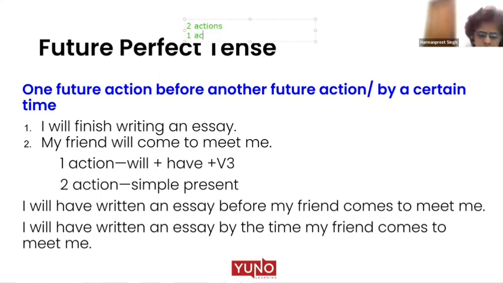Usually we use it with two actions. First action takes what? See, future perfect. So future means will has to be there. Perfect means verb third form. Has, have has to be there. Have been, has been. And what do we always use in perfect tenses? Third form of the verb. Always.